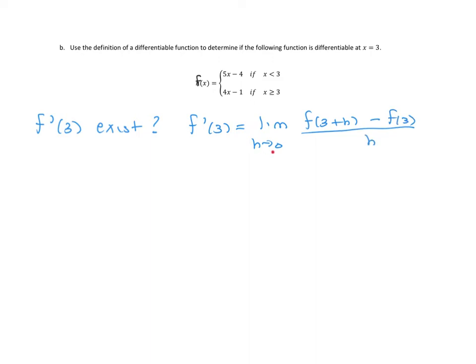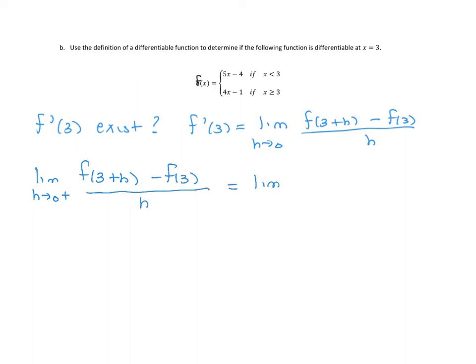If we're trying to determine if a limit exists, we should consider the limit from the left and the limit from the right of this function. If they're equal, it means the limit exists and therefore the derivative exists. If they're different, it means the derivative does not exist. So let's look at the limit as h approaches 0 from the right of f of 3 plus h minus f of 3 all over h.